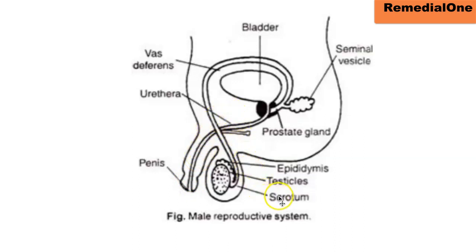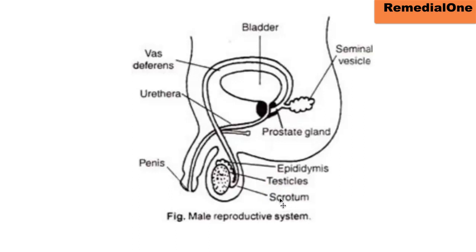scrotum or the scrotal sac. It is the structure that houses the testis. You see, the scrotal sac hangs outside, and it is for a reason. The reason is that it hangs outside so that it will have the lower temperature so that there will be maximum sperm production.